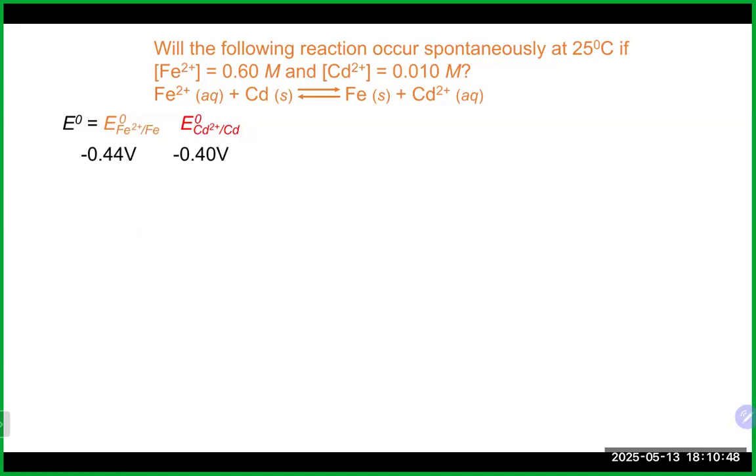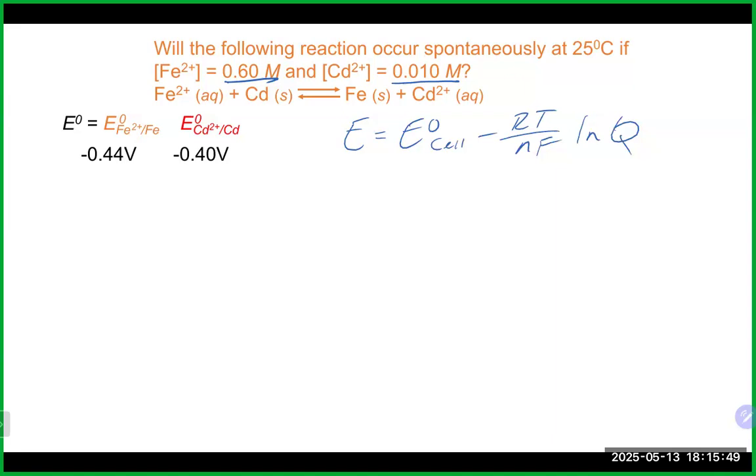give it a go here. Will the following reaction occur spontaneously with those concentrations of iron at 0.6 and cadmium at 0.01 molar? And again, there are some SRP values to see what you come up with here. So this is definitely non-standard conditions, as those are not 1 molar. So again, to politely scream at you, Nernst equation maybe. E is E naught minus a little RT over nF natural log of Q.